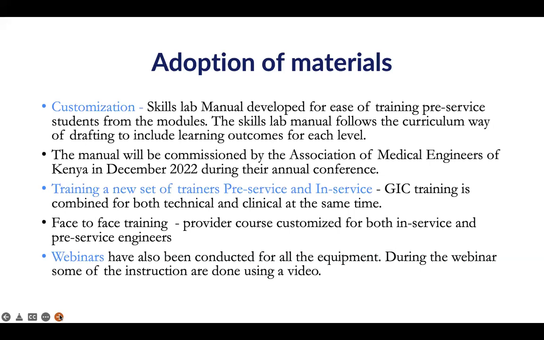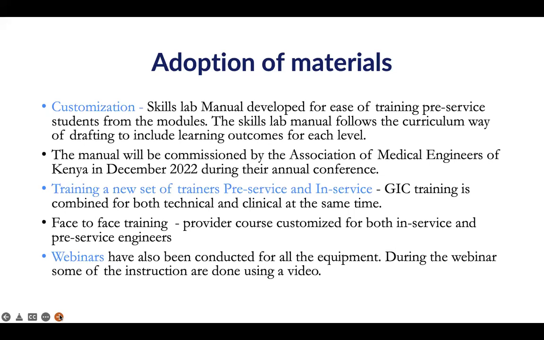GIC training, as Joe has mentioned, is very unique, where it combines both technical and clinical, and both pre-service and in-service. We found this to be very interesting as they learn together in the same space. Face-to-face training is very important for the technical aspects, and it is customized for in-service and for pre-service engineers. This is normally done over a course of 5 days, but I'll go into that more in the next slide. We used to do it for 3 days, but after different learnings, different feedback from the participants, and actually going to mentor and assess the in-service and pre-service engineers where they work, we found that face-to-face training needs to be longer.